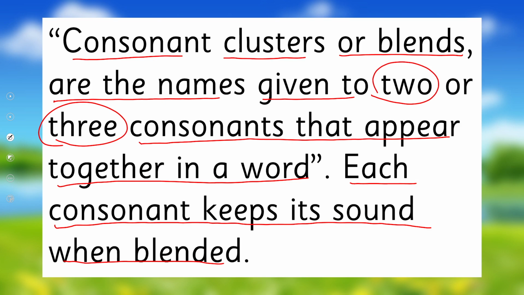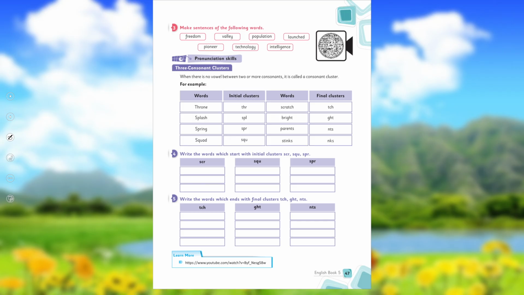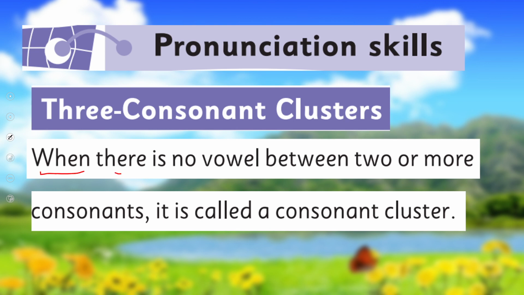So we need not make a gap over there. We have to say these 2 or 3 consonants as a blend. We have to blend their sounds and say them together. Okay, so let's practice it. It's in your book. When there is no vowel between 2 or more consonants, so this is the important thing. Like there are 2 or 3 consonants and there is no vowel between them.